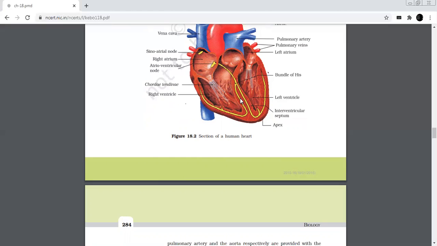Let us talk about the valves. Different valves are present in the heart: tricuspid valve, bicuspid valve, and semilunar valve. Tricuspid valve has three muscular flaps or cusps to guard the opening between the right atrium and ventricle. So between this right atrium and ventricle, there is an opening which is called tricuspid valve. Bicuspid valve you can see over here in left atrium and left ventricle, and there is a semilunar valve. The openings of right and left ventricle into pulmonary artery and aorta respectively are provided with semilunar valve.